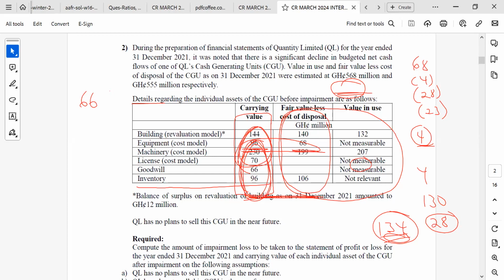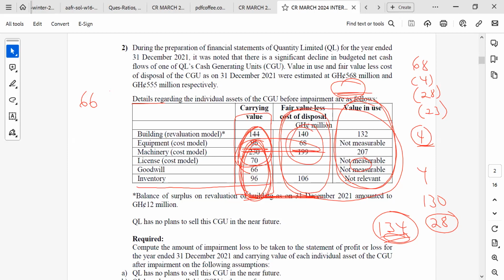But the recoverable amount that you are going to be using will be fair value less cost to sell, because we are going to sell the asset. So the value in use will be irrelevant over here. For you to avoid that problem, just share based on the carrying value. That's all.